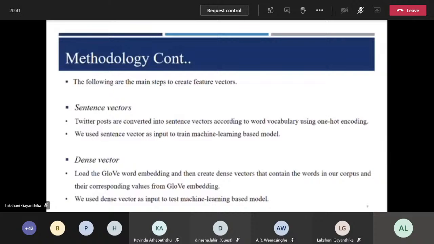In dense vector, the next step is to load the GloVe word embedding and then create vectors that contain the words in our corpus with their corresponding values from the GloVe embedding.